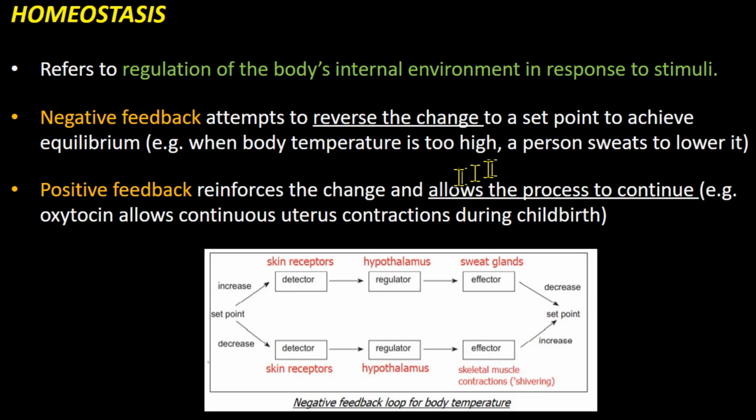However, there are cases where you would have loops that would encourage the change. These are called positive feedback loops, and these would reinforce the change that is happening and allow the process to continue. For example, during childbirth, the hormone oxytocin keeps getting released from the brain. This would allow continuous uterine contractions to push the child out.